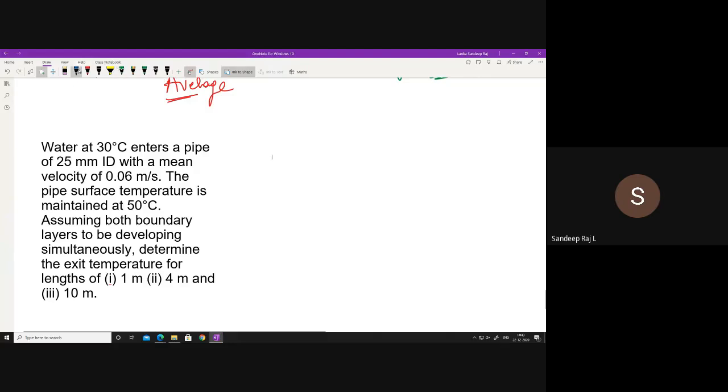So let's start, students. Here you can see that it is water, and it enters a pipe, meaning that it is an internal flow problem. To that, you have to write what is given in the question.